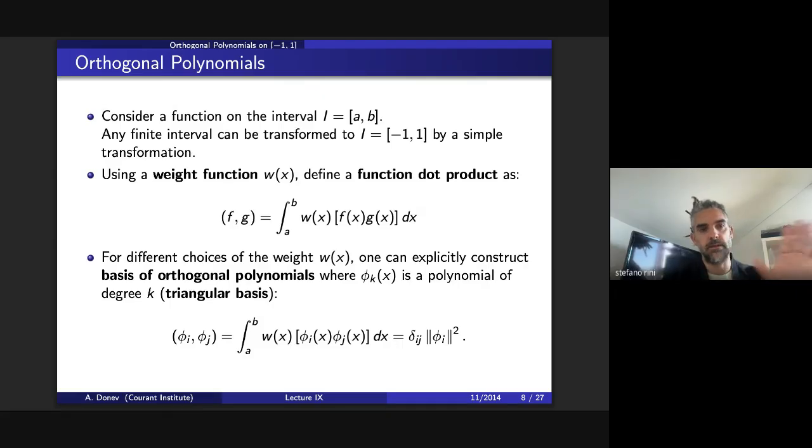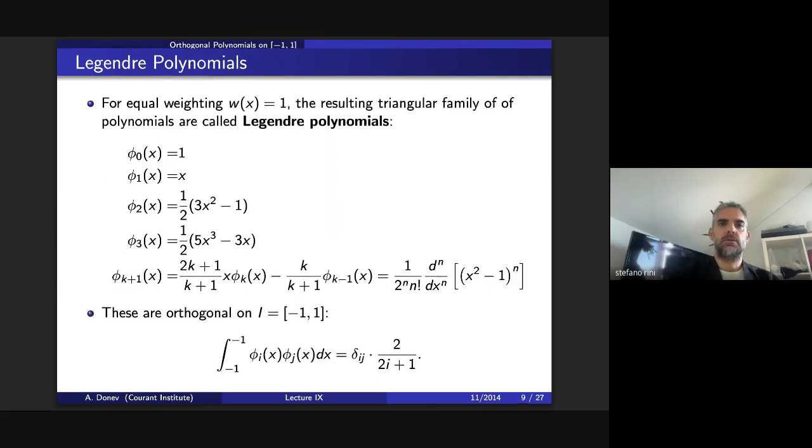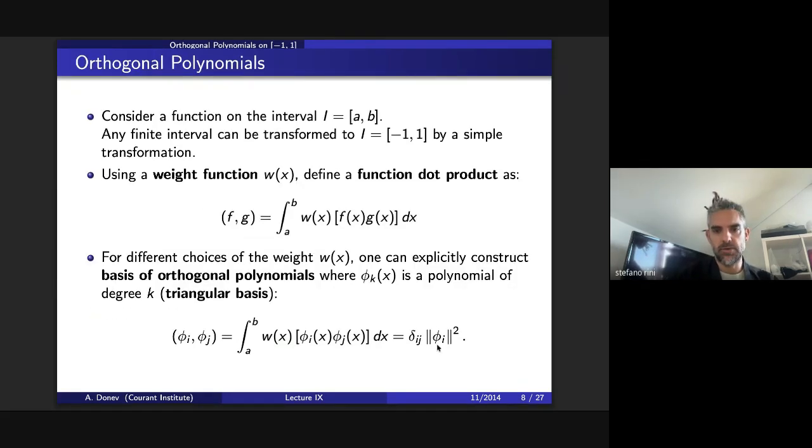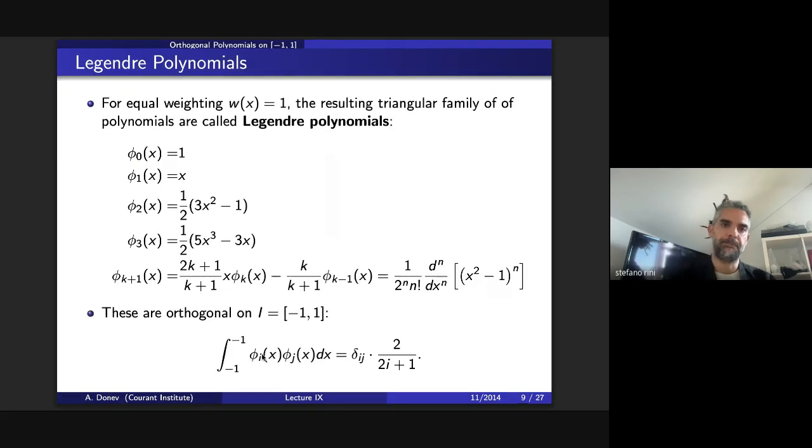Remember, the delta function is the function that gives you 1 if i is equal to j and 0 otherwise. And now we have here the norm of the phi k squared. So the idea is that if we repeat this, this is how we choose the weight, right? We choose the weight to be the phi k squared. So if you use equal weighting and you repeat this, then you obtain the Lagrange polynomial. And sorry, the Legendre polynomial.